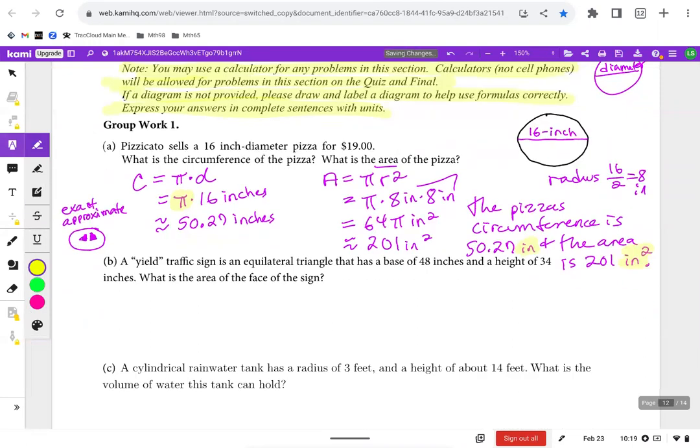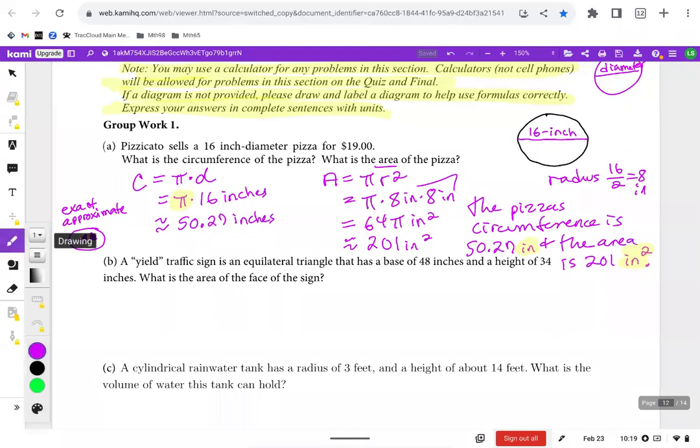All right, letter B says a yield traffic sign is an equilateral triangle. Equilateral means that all three sides are the same. It has a base of 48 inches, and it has a height of 34 inches. What is the area of the face of the sign?